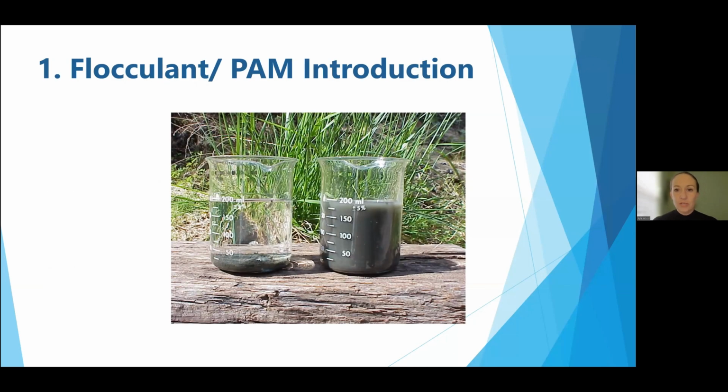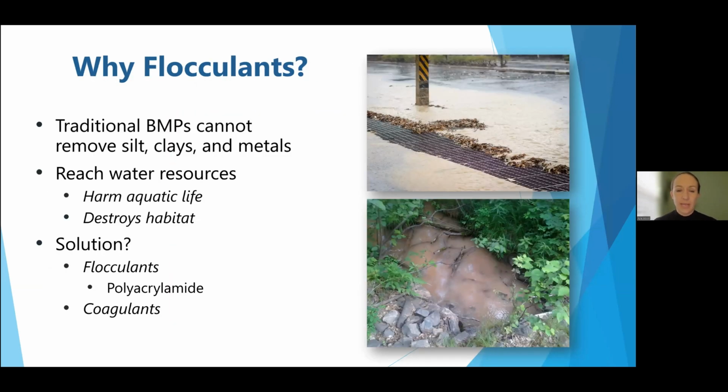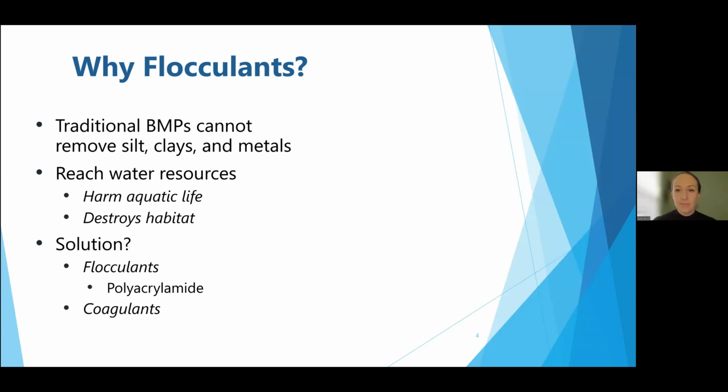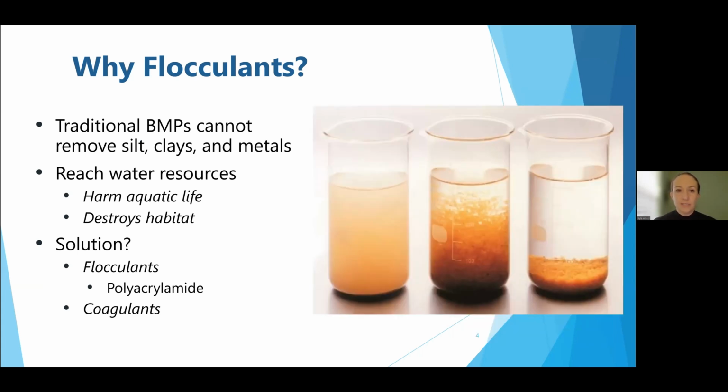So first of all, why do we use flocculants like PAMs in the first place? Well, that's because a lot of our traditional BMPs are not able to remove silts and clays and metals, these very small, difficult to remove contaminants, because they'll move right through our physical things like silt fence and check dams and things like that. When those silts and clays and metals reach our water resources, it can have a direct harm for aquatic life and also have an impact on habitat. There's a lot of other consequences of sedimentation, but those are two that we focus on a lot.